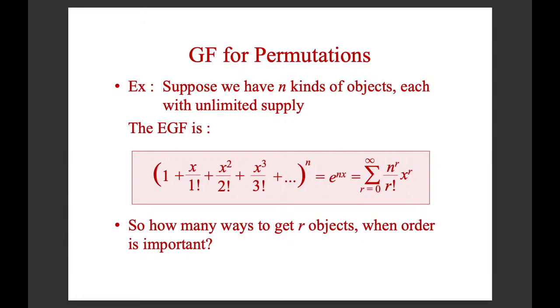So altogether the length is r, and the ordering is important. So how many ways are there? There are going to be n to the power r. Is that okay? So we get the coefficient multiplied by r factorial, and this is the desired number of permutations. Now, if ordering is important, so this is the EGF. Okay, so this is what we get.